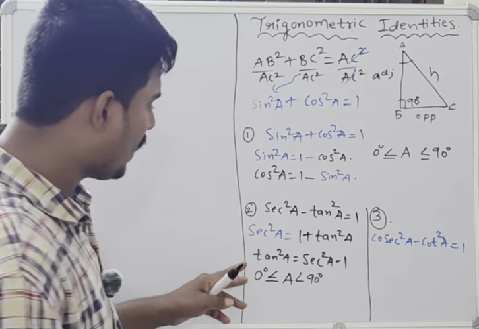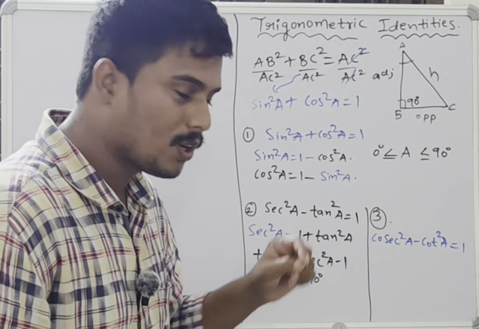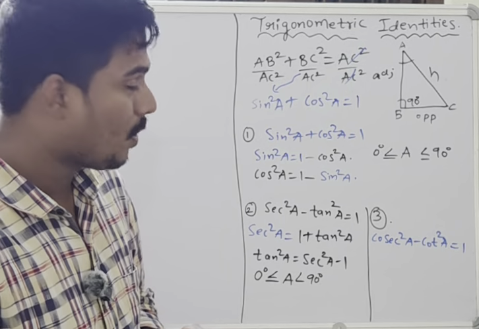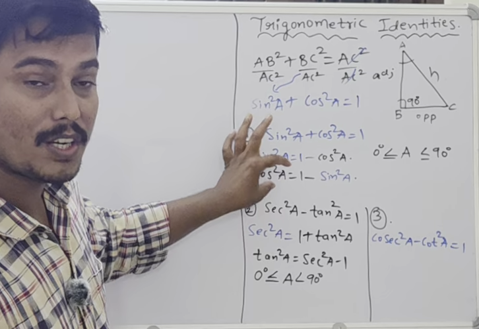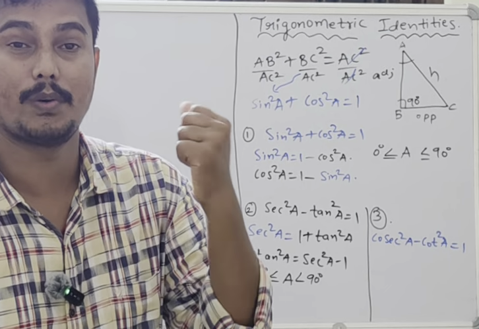Now in the same way, can you rewrite for cosecant square A and cot square A? What are you going to get? Why am I writing these one after the other? Because they are going to help you while solving the questions.